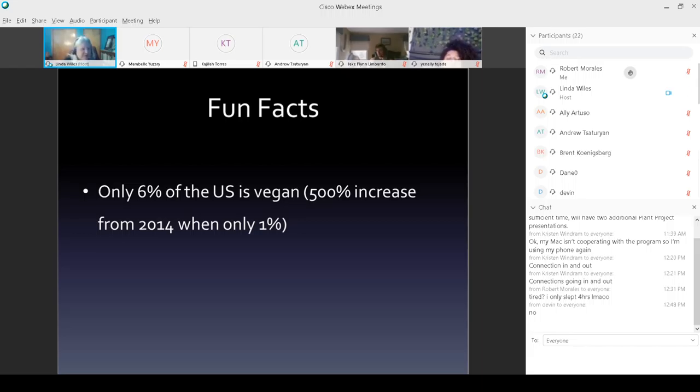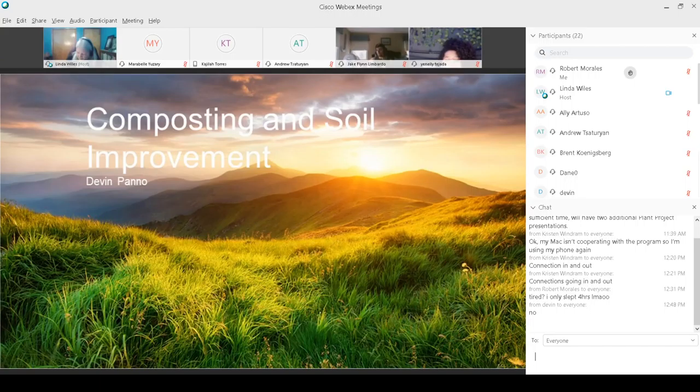Yours is composting. I can handle that for you. Composting and soil improvement. Yeah, nice shot. You guys have good artistic choices. So this is Devin's one. She doesn't have mic access, so I'll wing it here for her.